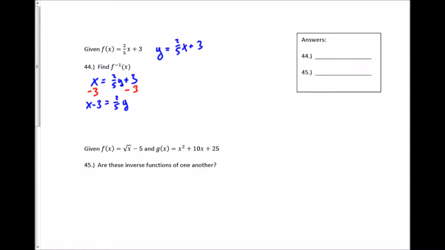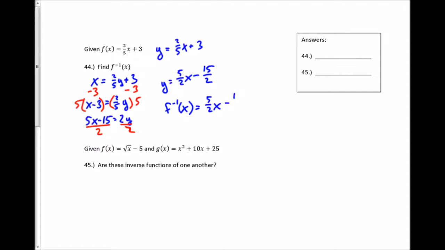I can multiply each side by 5. So I get 5x minus 15 equals 2y. I divide each side by 2. And I'm just going to divide each of these pieces by 2. So I end up with y equals 5/2 x minus 15/2, which back in my function notation would be this. And I write it that way just because it's in slope-intercept form, so it's easily recognized by us.